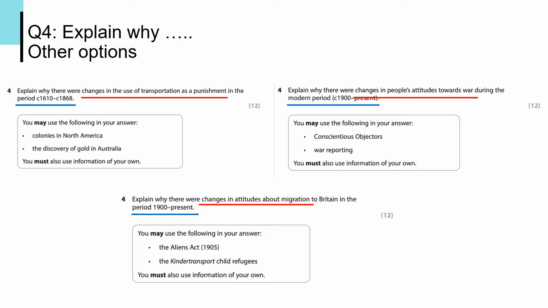Here we see some explain why questions taken from the Crime and Punishment, the Warfare and the Migrants in Britain papers. And you will see here that a similar approach is taken to all questions. So you need to look for what are you explaining, and this has been underlined in red, and what time period are you taking your knowledge from, and this has been underlined in blue. You can also see that for all questions there are 2 stimulus points to help you. So if you're not doing the Medicine in Britain paper, have a look for your question from your paper.